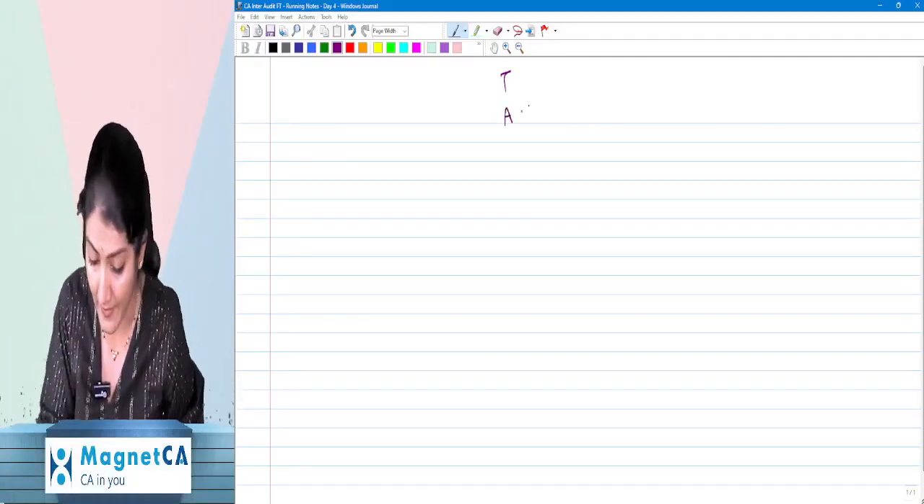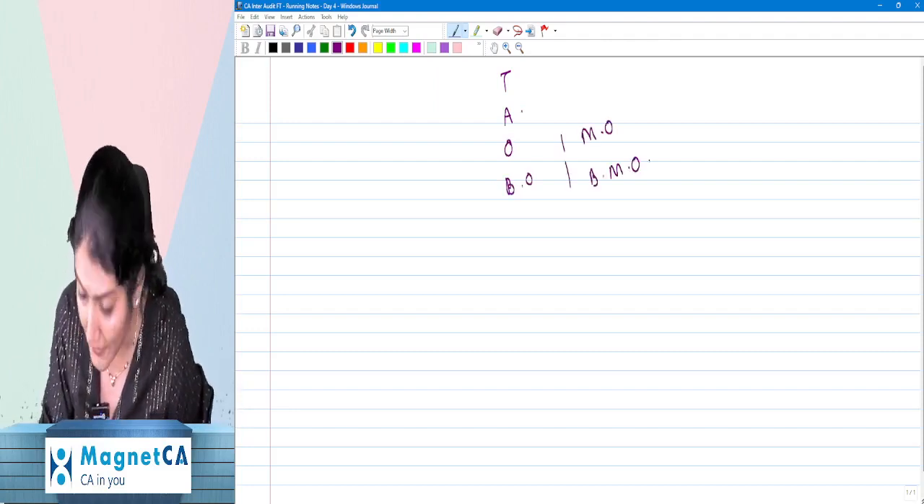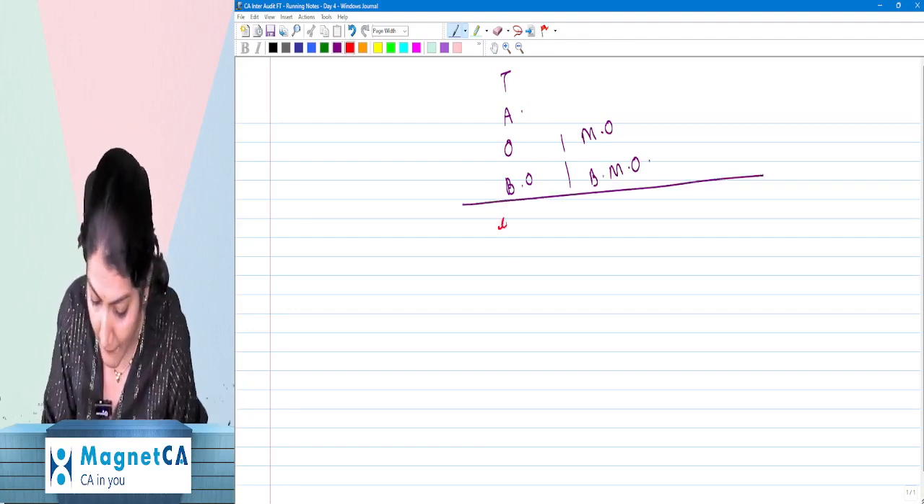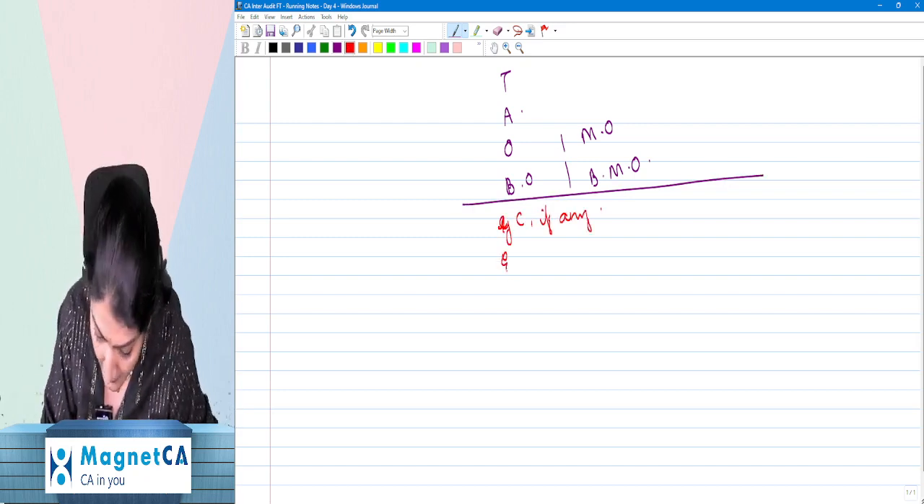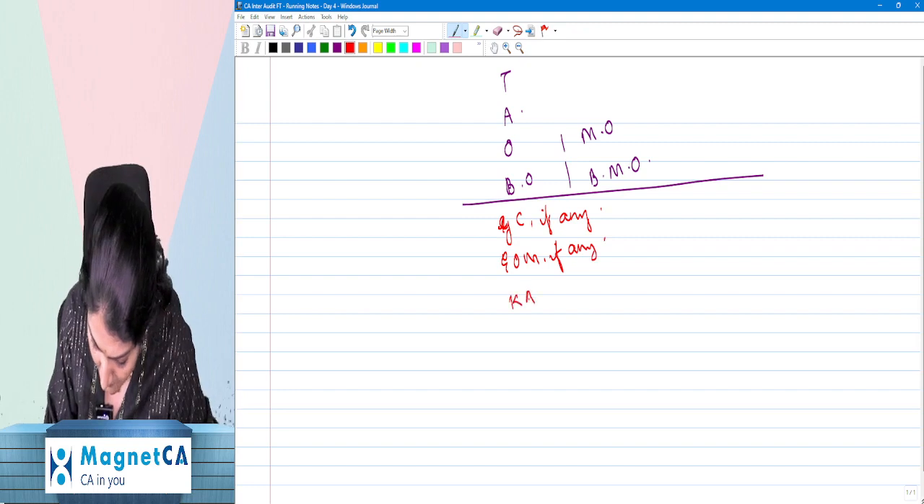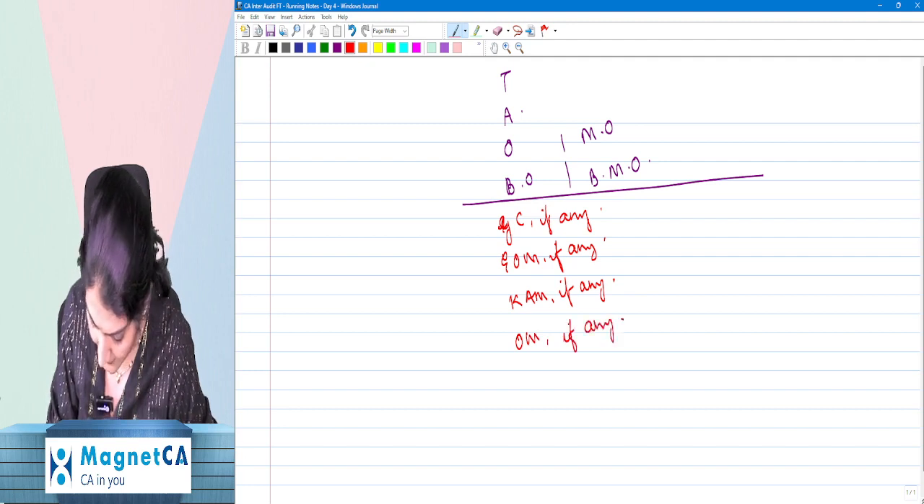Title, addressee. Then if it's a clean report, then opinion, basis for opinion. And if it's a modified opinion, then modified opinion and basis for modified opinion. Then going concern, if any. Emphasis of matter paragraph, if any. Then key audit matters, if any. Other matters, if any. If these are all reporting paragraphs, then other information, if any.